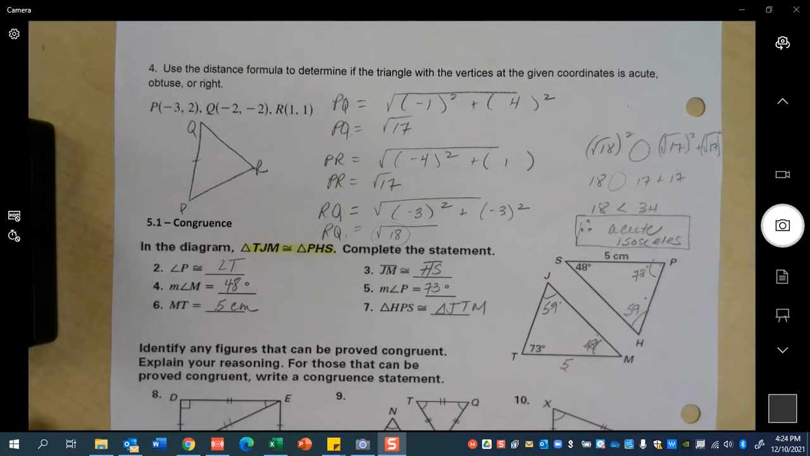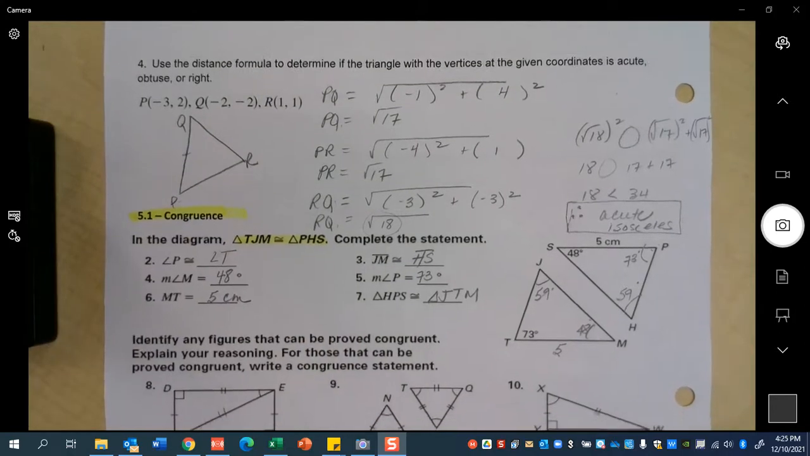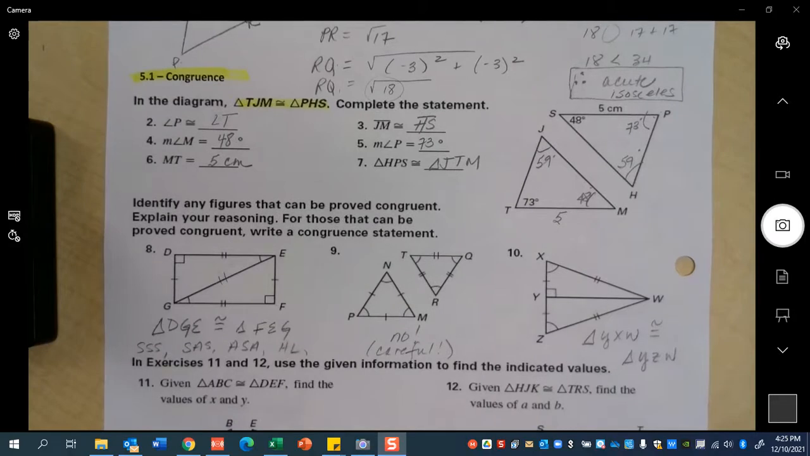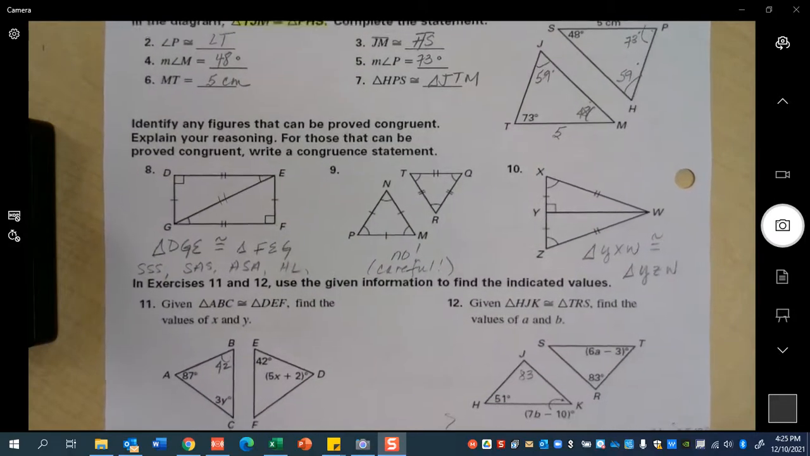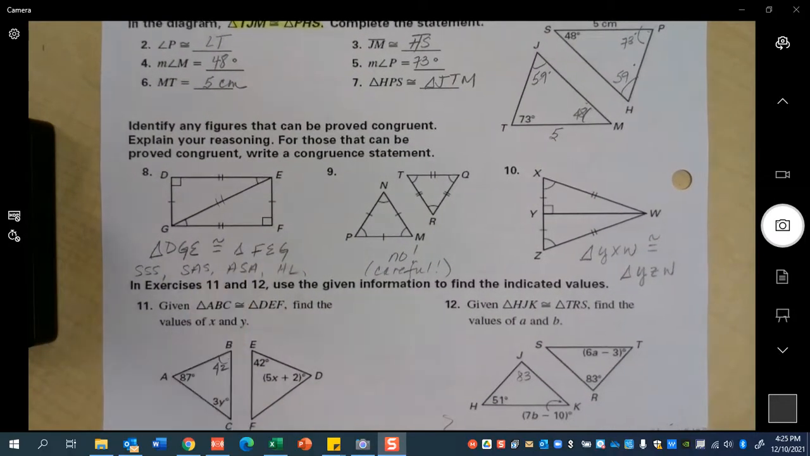So we're moving into chapter 5 here, which is what you're going to see on the quest next class. So I know that these two triangles are congruent. Now the funny thing is they gave us so much information, any single one of these congruence postulates would work.